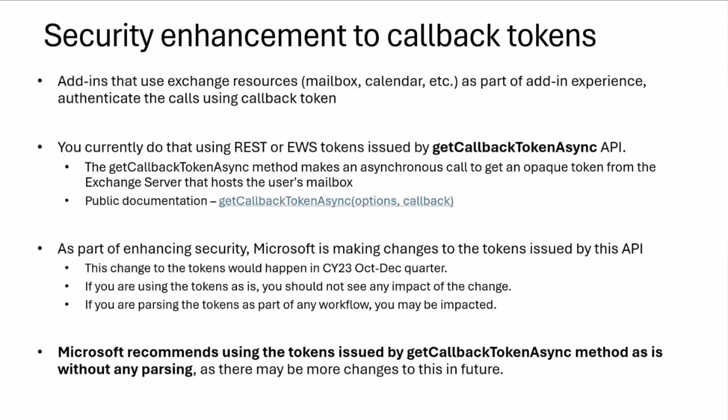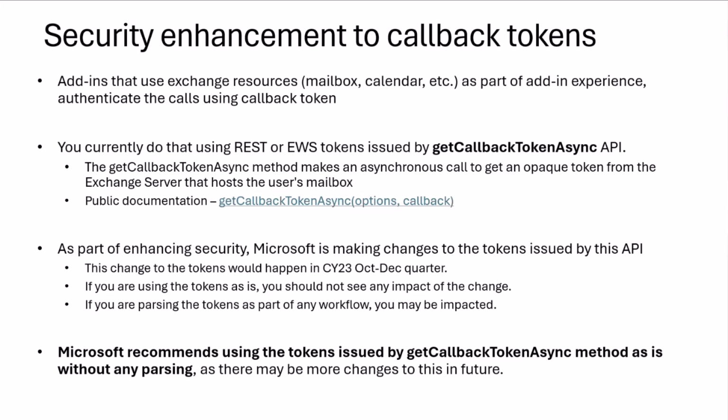But what I want to update is we are enhancing the security of these tokens. And as part of that, we'll be making some changes to the tokens that are issued as part of the getCallbackTokenAsync API. We're expecting this change to happen sometime in the next quarter. And if you're using the tokens that are issued by this method as is to call back to Exchange, there should not be any impact for you. All the functionality that you're using should continue as is.